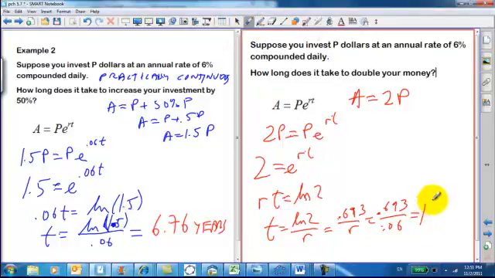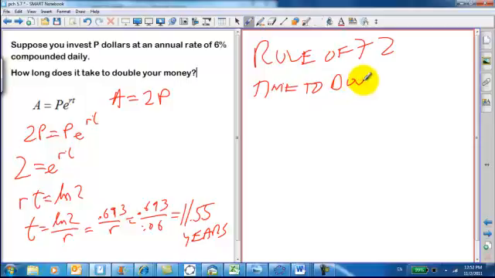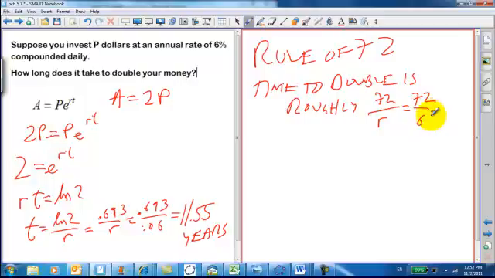And you get 11.55 years. So roughly 11 and a half years. Now contrast that with the rule of 72. The time it takes to double your money is roughly 72 divided by the interest rate as a percent. 72 divided by 6 in this case is 12 years.